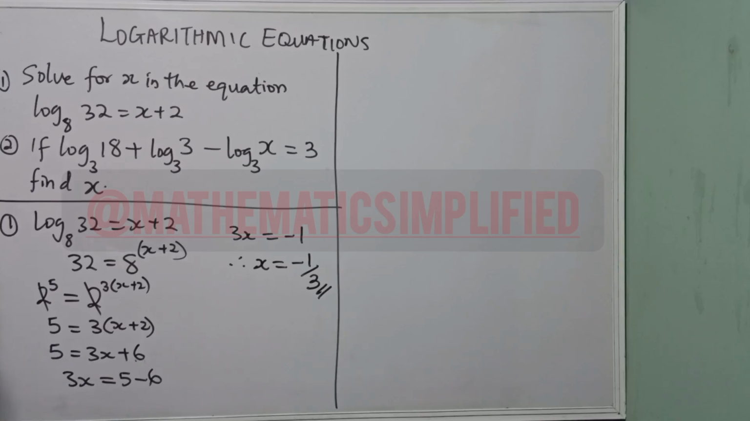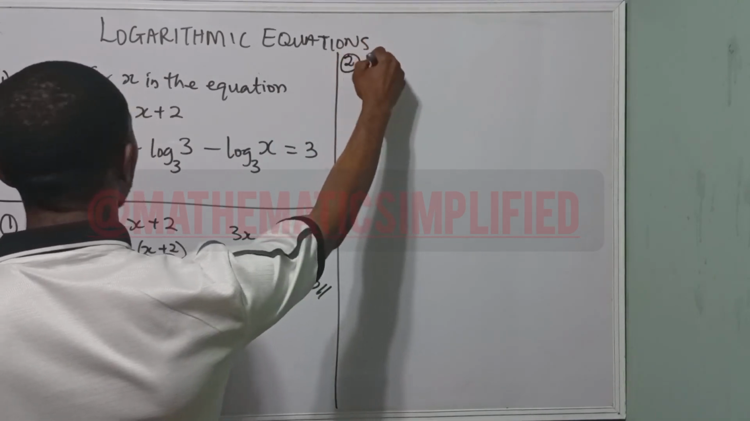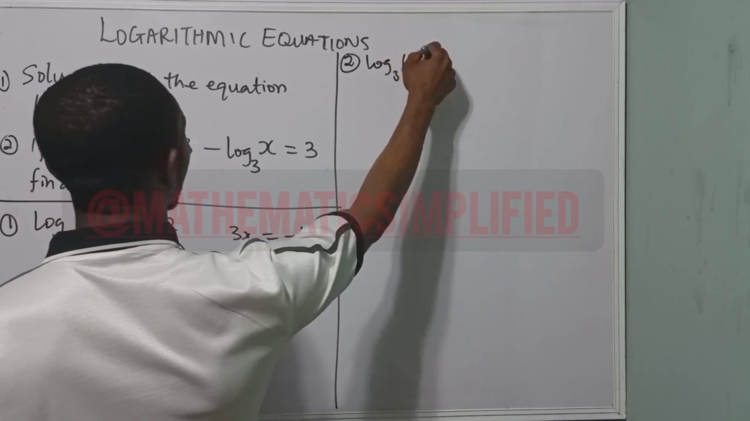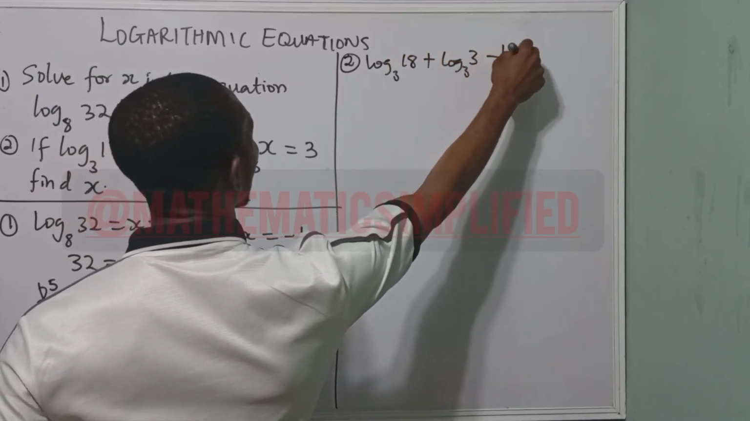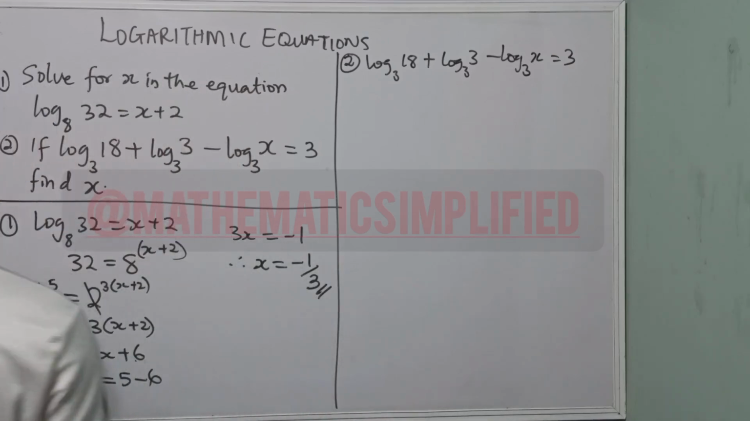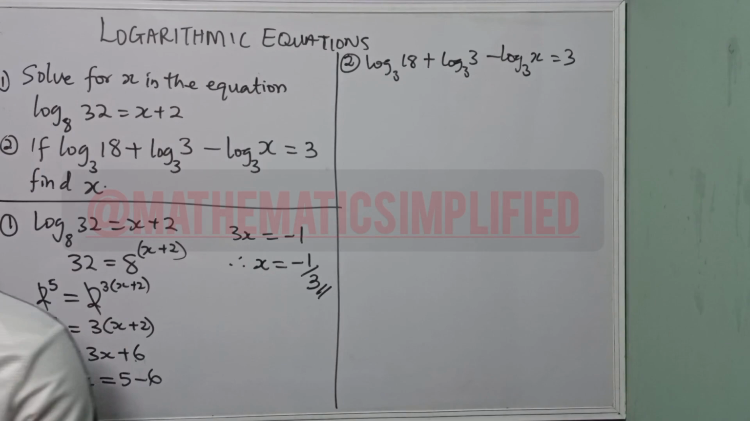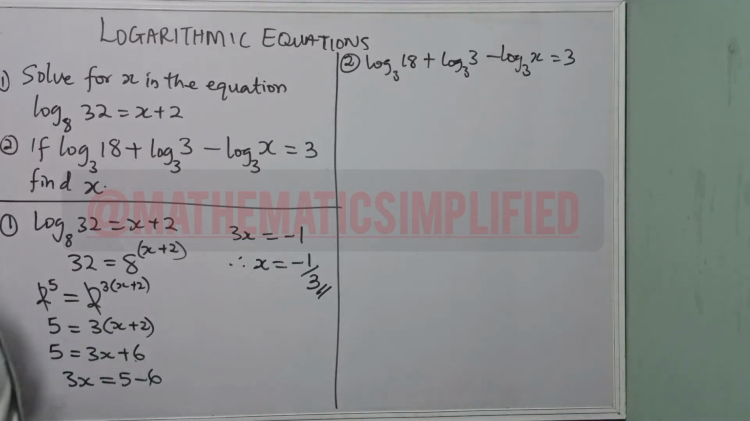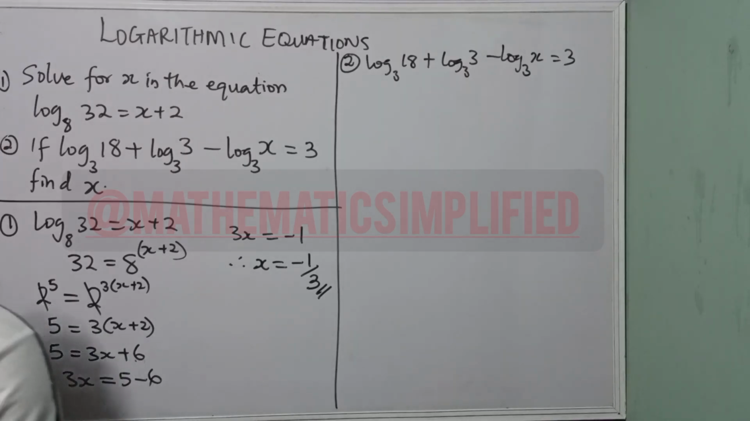Now, looking at the second equation, we have log base 3 of 18 plus log base 3 of 3 minus log base 3 of x equals 3. Now, we would apply the logarithm law to this question, where addition becomes multiplication and subtraction becomes division.